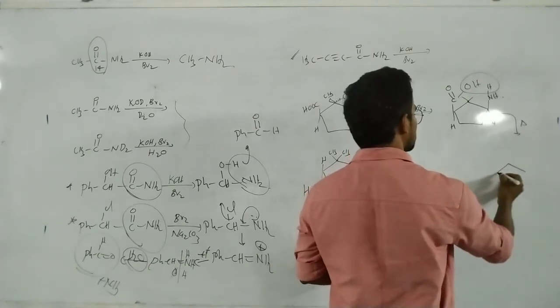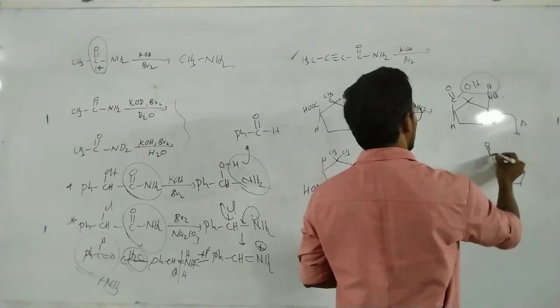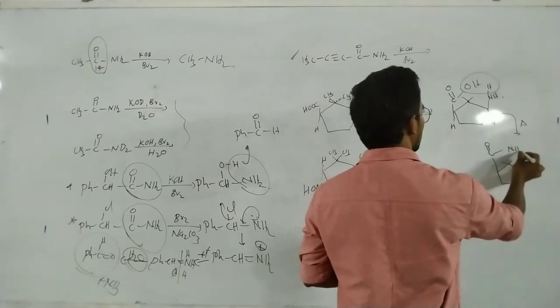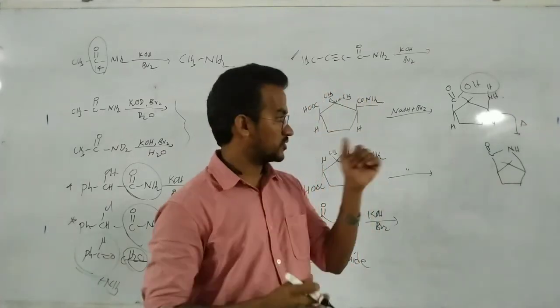So then we will get the cyclic product. So here methyl and methyl, C double bond O, and here this is NH. That means a cyclic amide is the product, you can see this.